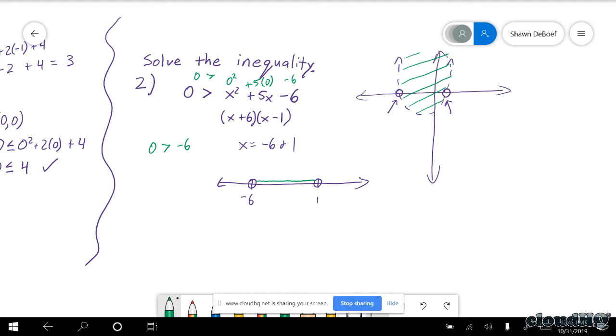So now to express my answer, since it's in between, that's an and. Remember our ands and ors? -6 is less than x, and x is less than 1, because our solutions are between the -6 and the 1.